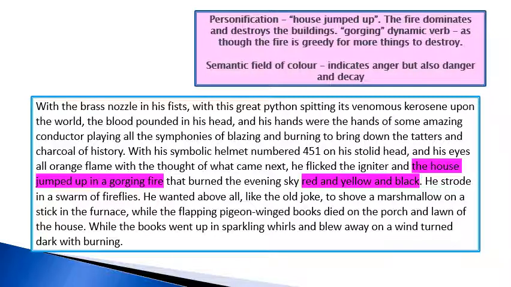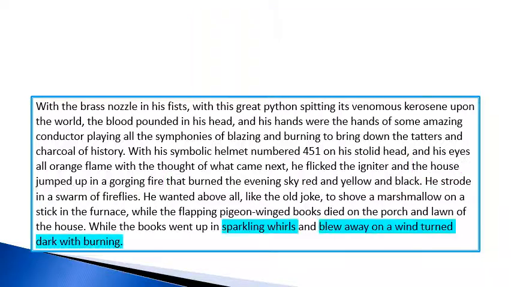So personification, the house jumped up, shows us that the fire dominates and destroys the buildings. The dynamic verb gorging suggests the fire is greedy for more things to destroy, that it's parasitic and feeding on this house. But the semantic field of colour, colours like red indicate anger, but also colours like yellow could be indicative of danger and fear, while black could be indicative of decay. So it's kind of this idea of corruption alongside excitement at the same time.